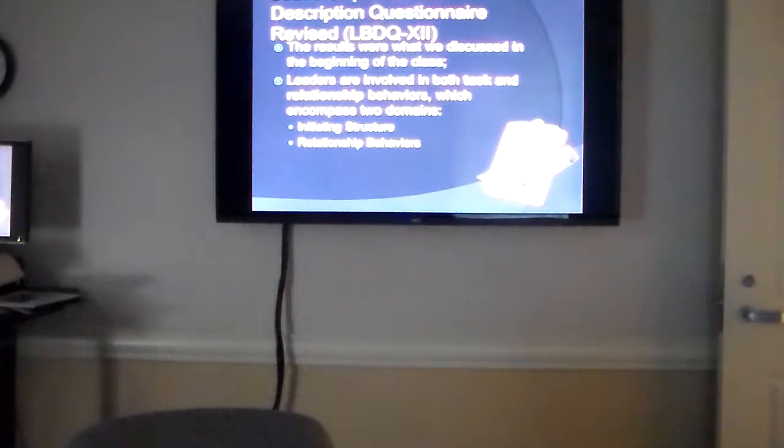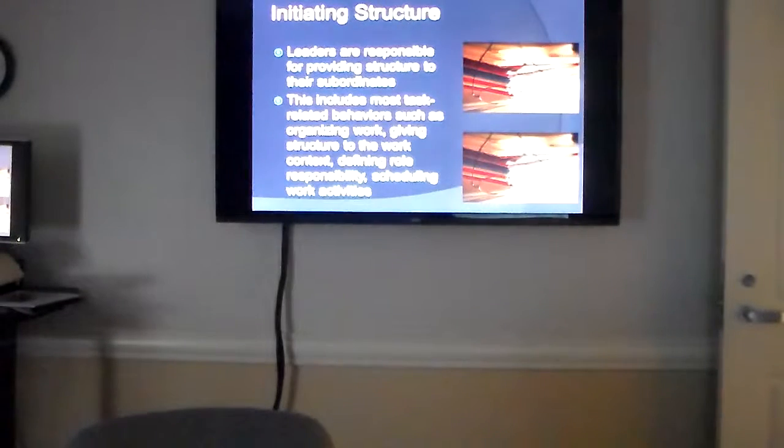So leaders are involved in task and relationship behaviors, but they're looking at initiating structure and relationship behaviors. So initiating structure is how you provide work and what you do for your subordinates. This can be things like organizing work, giving structure to context, defining role responsibility, scheduling activities, organizing your PLCs, dividing up what teachers have to look at in terms of data. That can be things like structure.